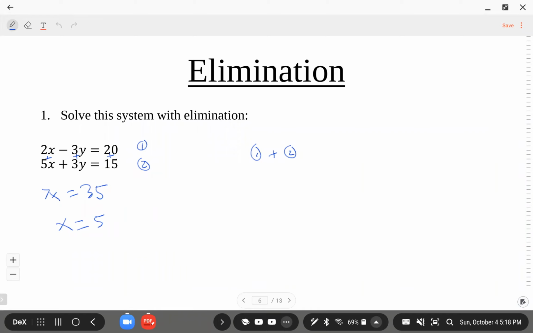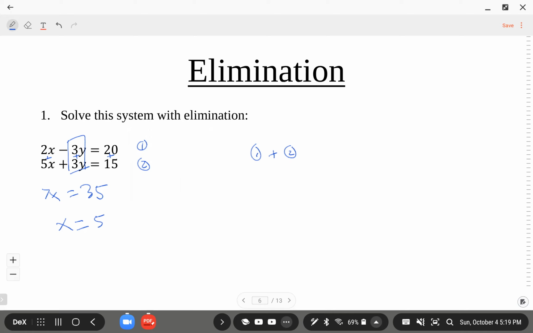So after we added these equations, right, y was eliminated because it was negative 3y plus 3y. Of course, that would be canceled out, right? So you have to spot these, and then you can figure out what to do. So in this system, elimination is the most effective method, right? Much faster than substitution or graphing, okay? So you have to see these things, and you have to figure out which method is the best for solving a system like this.